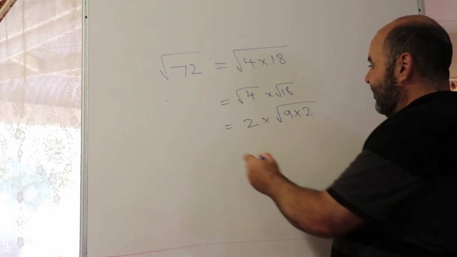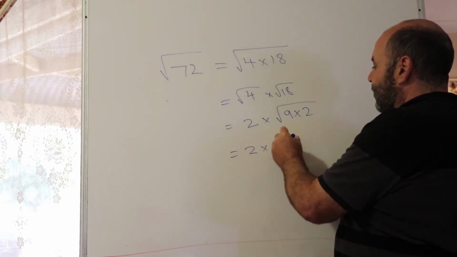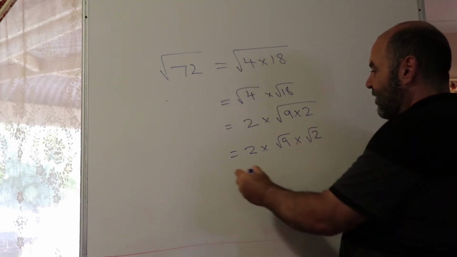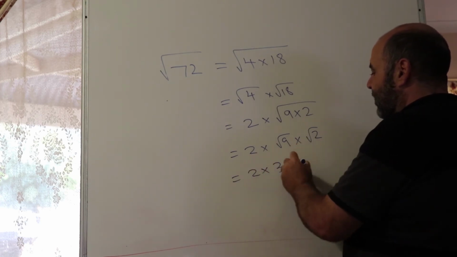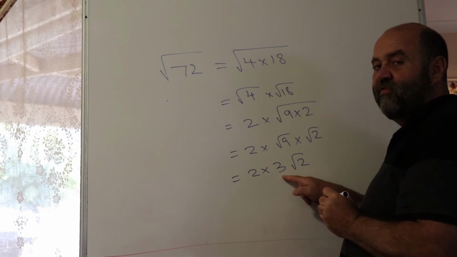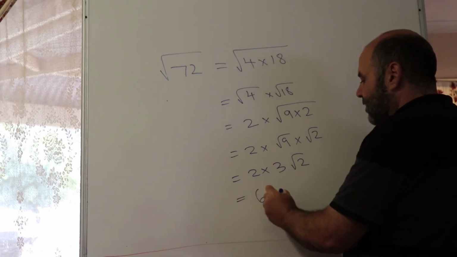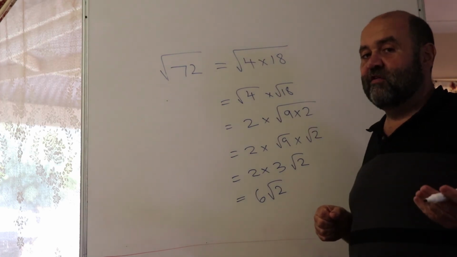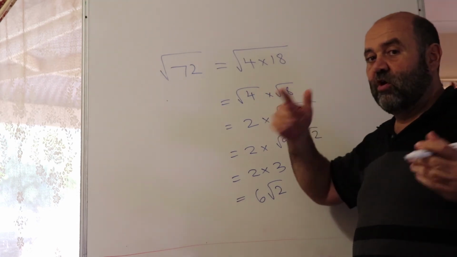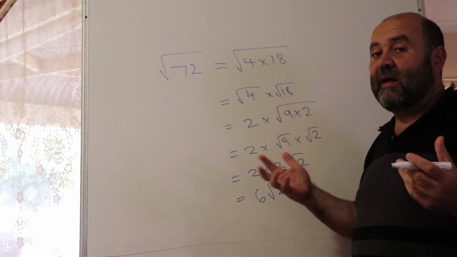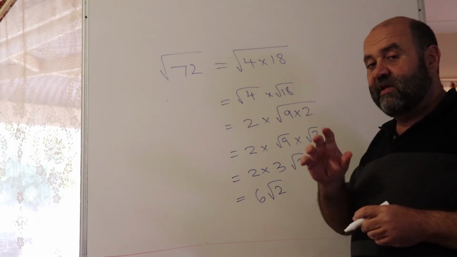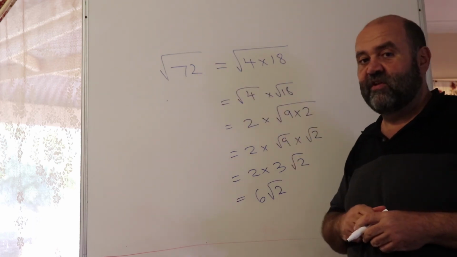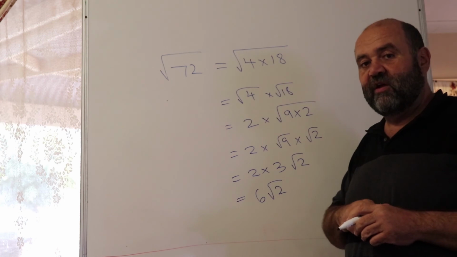Okay, so now I'm going to split this up. So I've got 2 times root 9 times root 2. What's root 9? Well, that's just 3. 2 times 3 root 2, and 2 times 3 is 6. So that's 6 root 2. We've simplified root 72. Now we made it hard for ourselves because we didn't take our time and think about what's the biggest square number that goes into 72. Had we taken a little bit more time and thought about it, and thought, hang on a second, 36 goes into 72. 36 is the biggest square number that goes into 72.